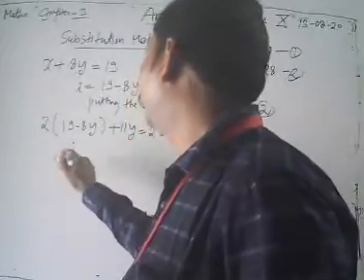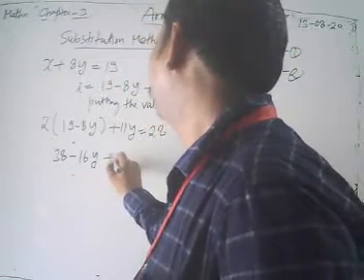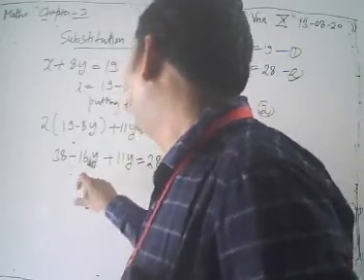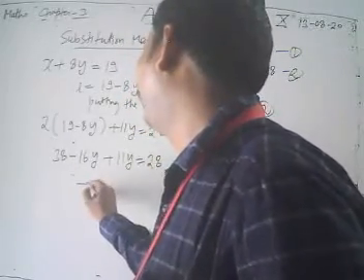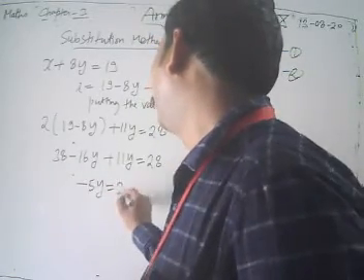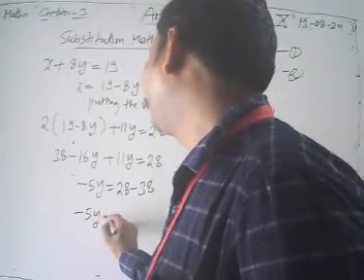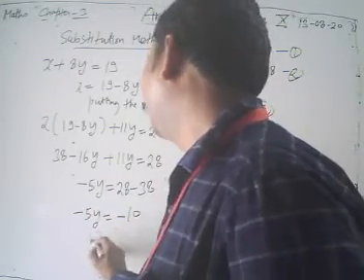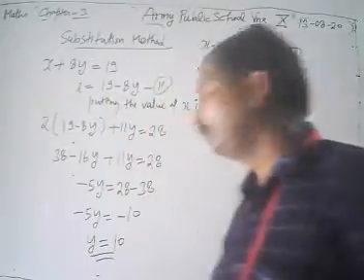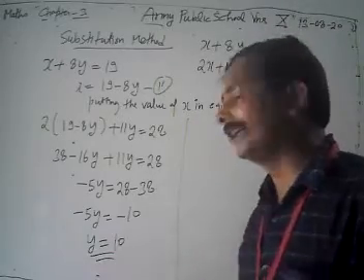Now we are going to solve it. 2 into 19, we get 38 minus 16y plus 11y is equal to 28. Now minus 16 plus 11, we get minus 5y is equal to 28 minus 38. Then minus 5y is equal to minus 10, so from here the value of y is 2.